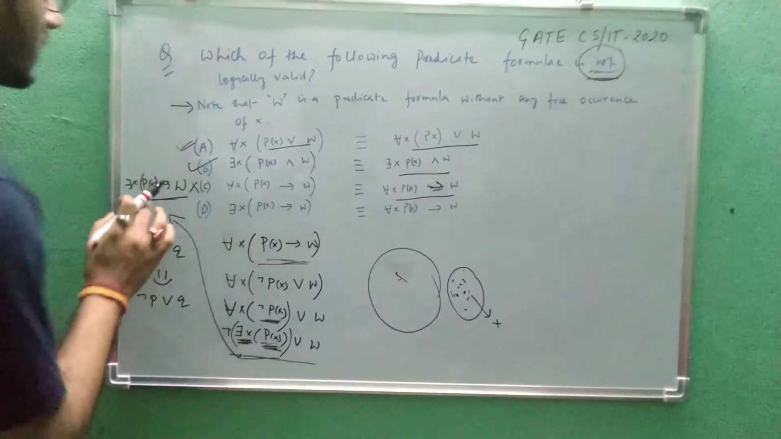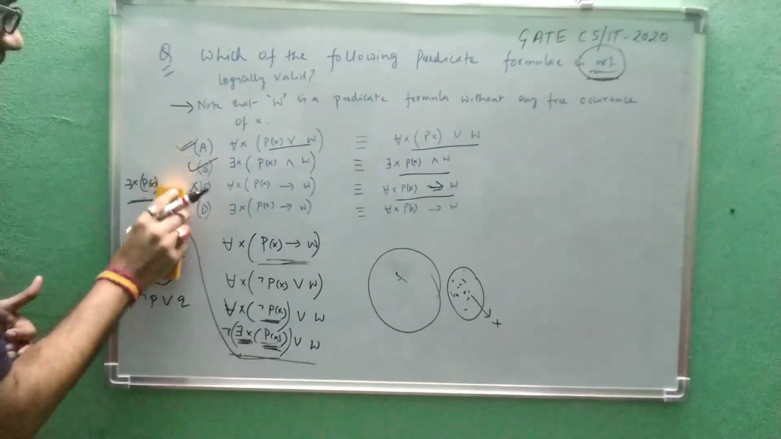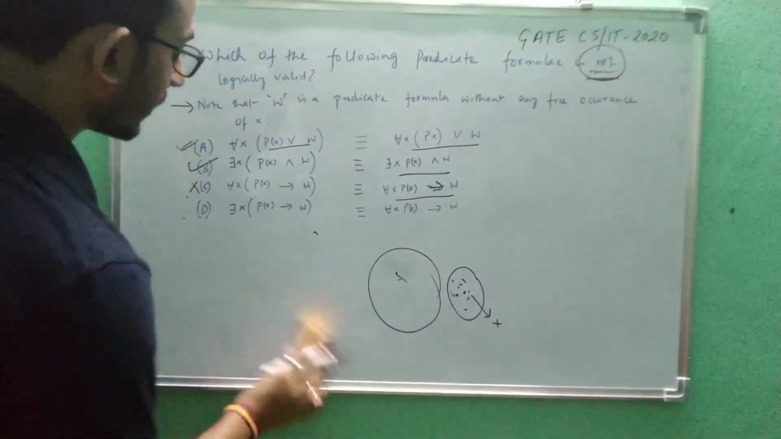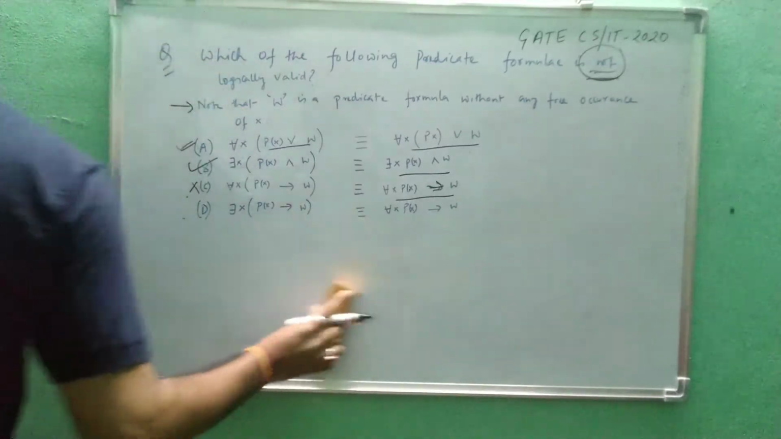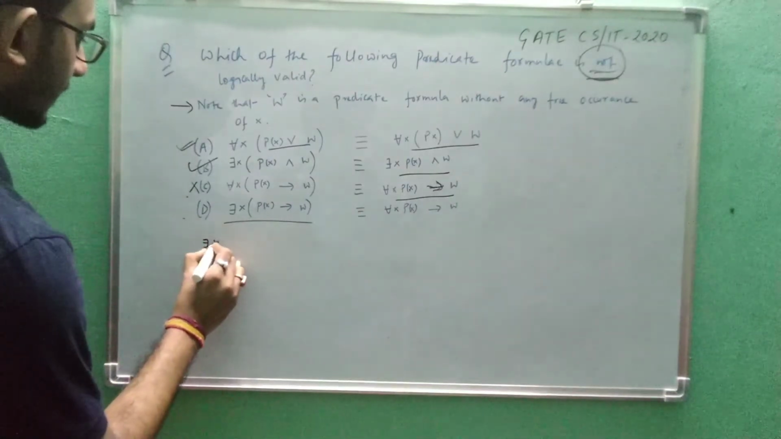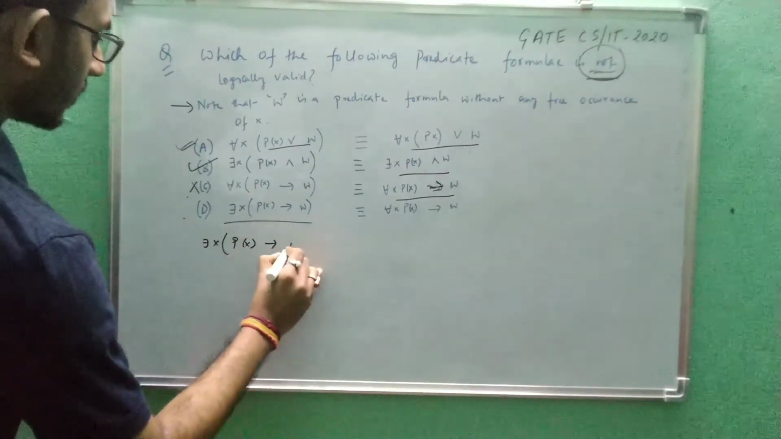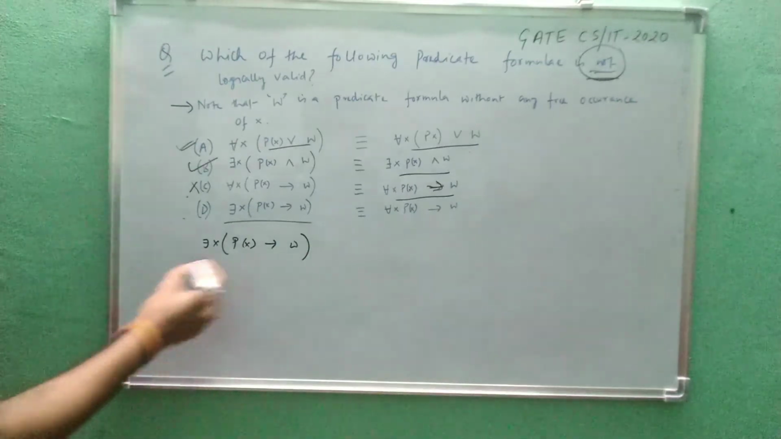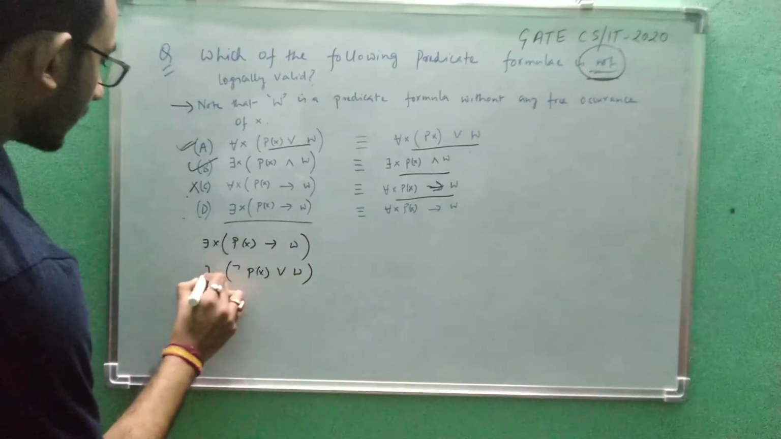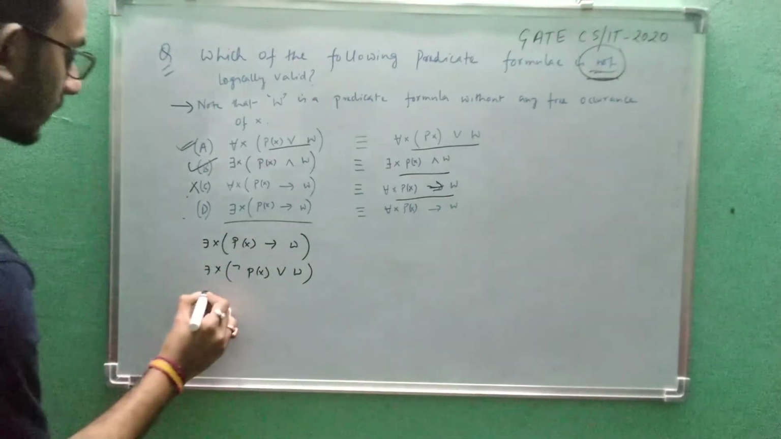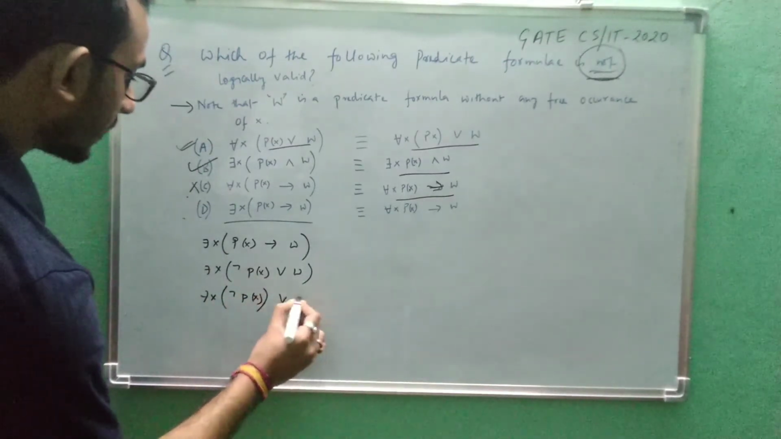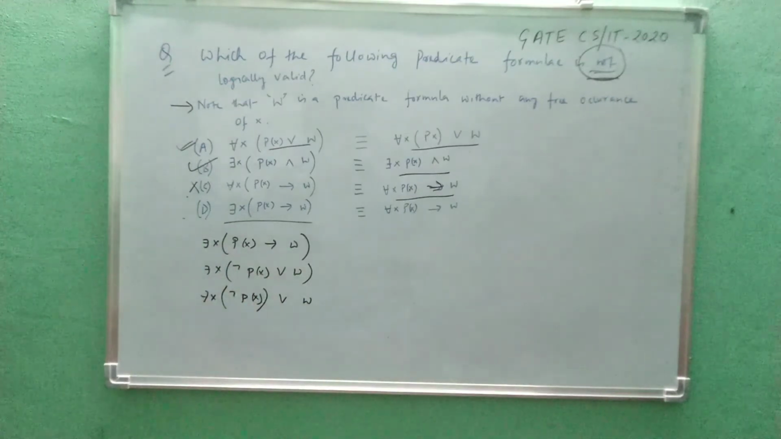So this is actually the answer for this question. But let us check option D also, then it will be more clarified. It tells that there exists X, P of X implies W. Similarly, we'll write this as not of P of X union W, there exists X. Now we'll try to break this one. There exists X not of P of X union W. Again W is not dependent on X, so it will be this way.